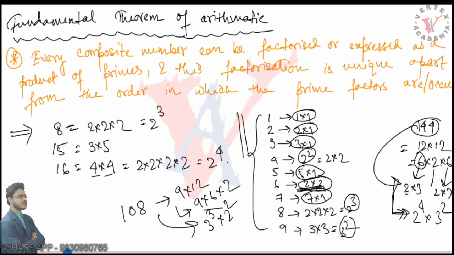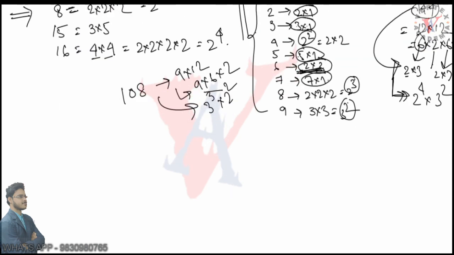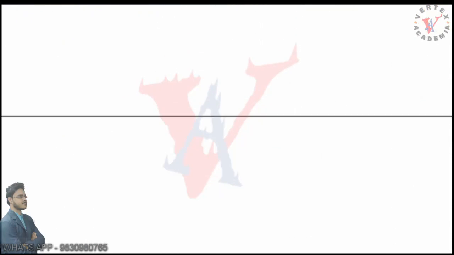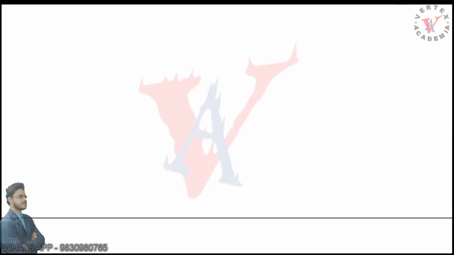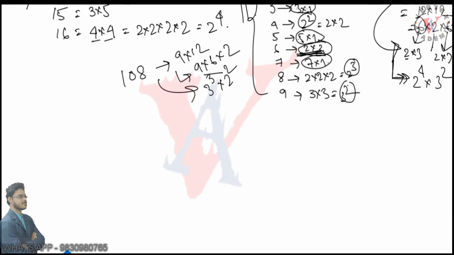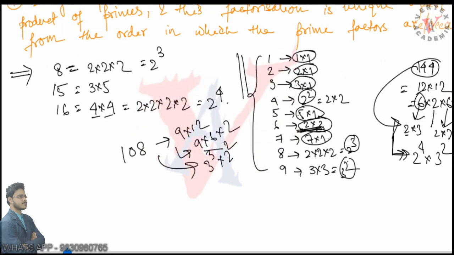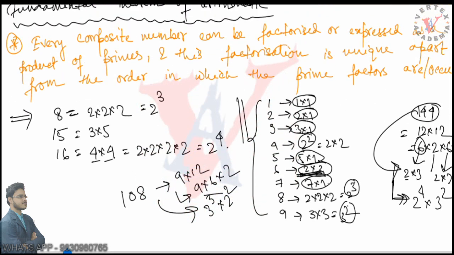So you can see that finally any composite number we can represent as a product of primes. Now another important line which we have to consider. So I hope this thing is clear, that every composite number can be factorized or expressed as a product of primes. Up to this, I guess it is clear.